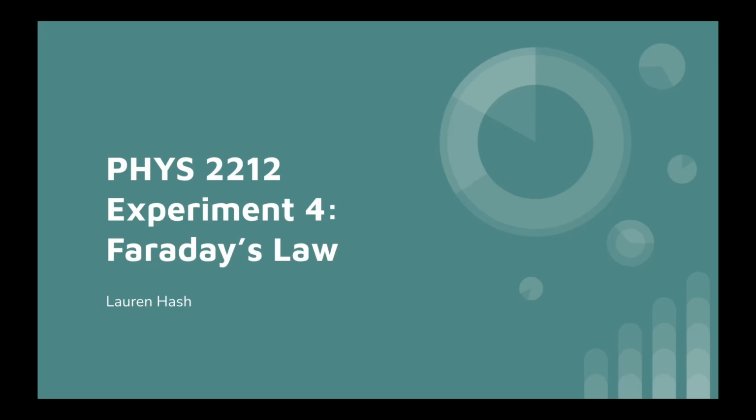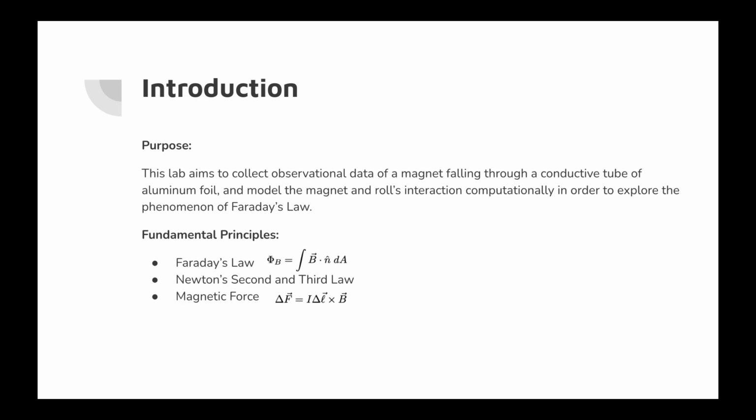Hello, and welcome to Physics 2212, Experiment 4, Faraday's Law. The purpose of this lab is to collect observational data of a magnet falling through a conductive tube of aluminum foil and model the magnet and roll's interaction computationally in order to explore the phenomenon of Faraday's Law.